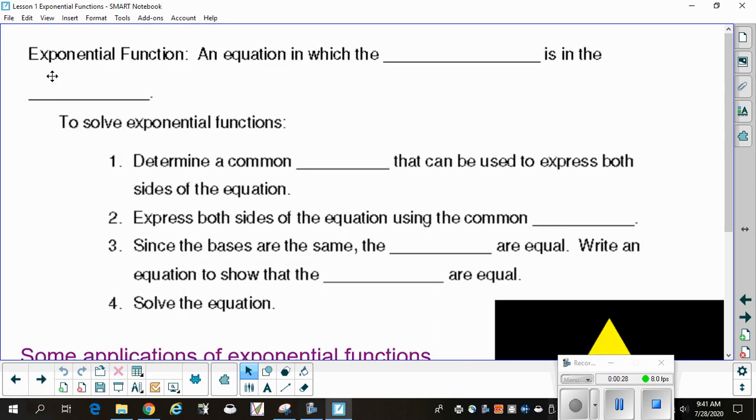Getting started. An exponential function is an equation in which the variable is in the exponent. To solve exponential functions, you need to determine a common base that can be used to express both sides of the equation. Express both sides of the equation using that common base. Now, since the bases are then the same, the exponents must be equal, so you can write an equation to show that the exponents are equal. At this point, you can solve the equation.